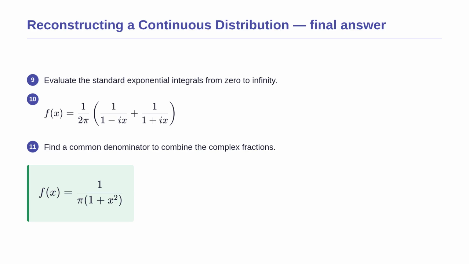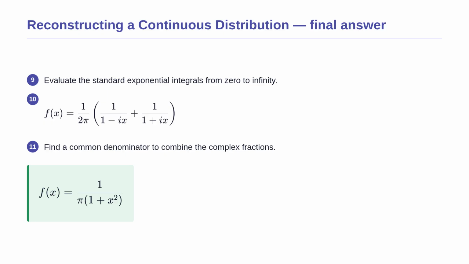We evaluate the exponential integrals by dividing by the constant multiplier in the exponent and applying our limits. This leaves us with two complex fractions. To combine them, we need a common denominator. We multiply the numerators and denominators across. When we do this, a beautiful thing happens. The imaginary terms containing i cancel out perfectly.